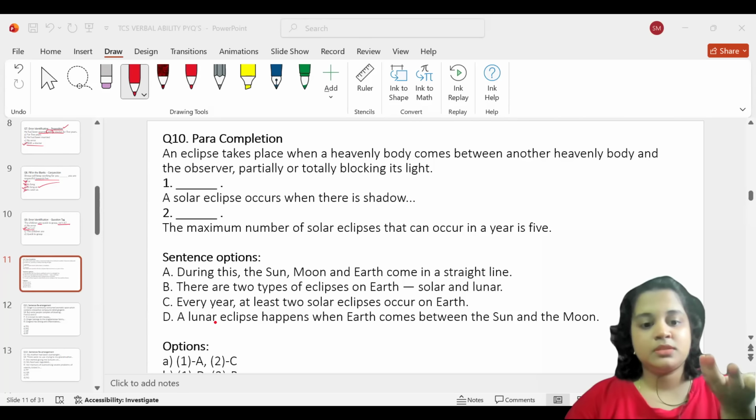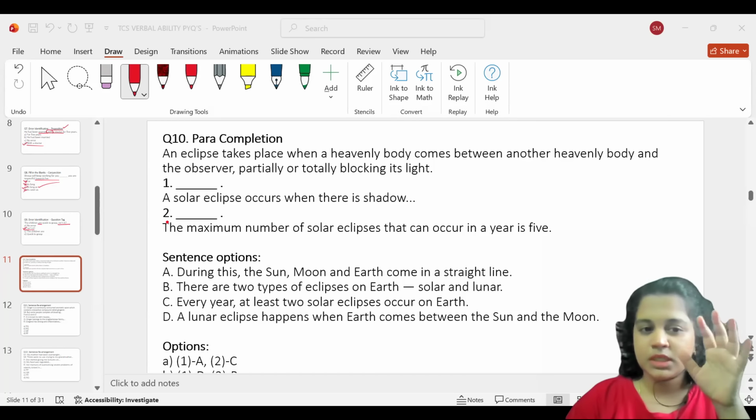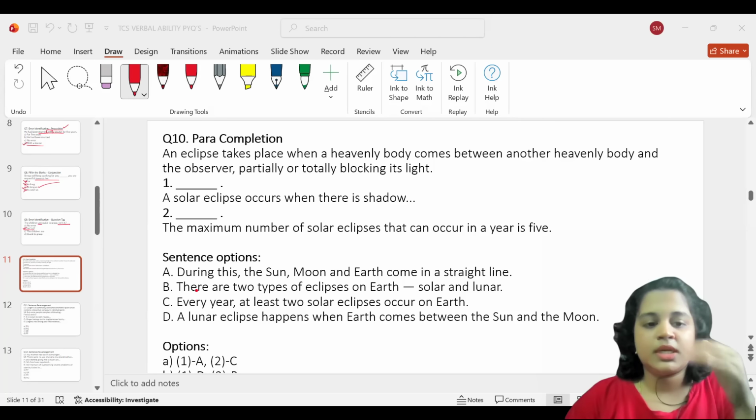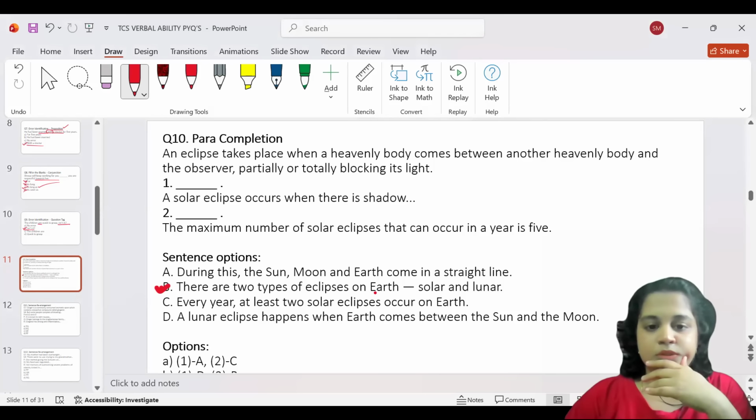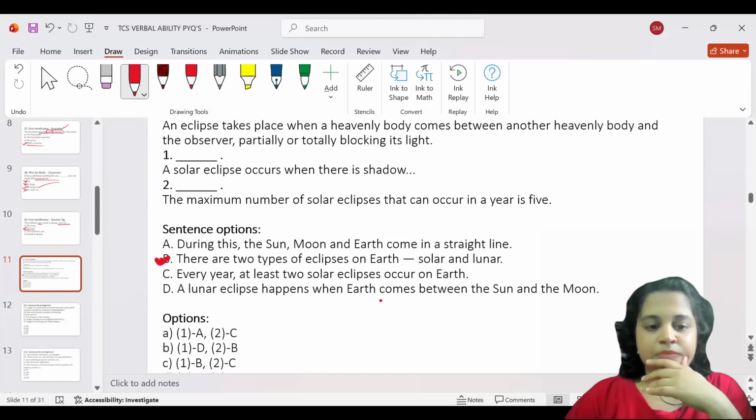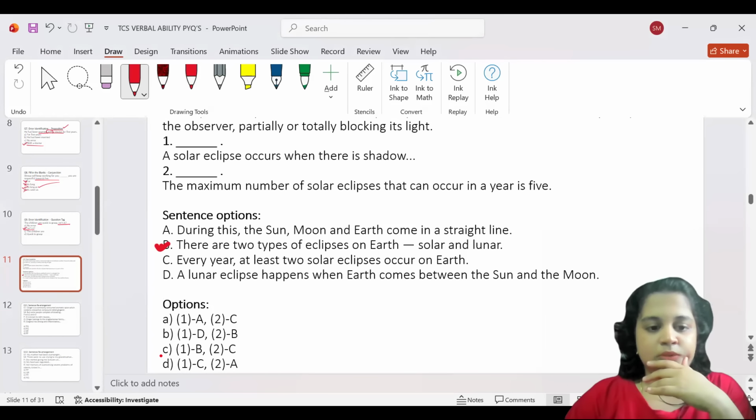Now, what is the sentence that supports the first sentence? Firstly, we're talking about what an eclipse is. After talking about what an eclipse is, you can't straight away go and tell what happens during an eclipse. First, we're just introducing what an eclipse is in the first sentence. And then we can slowly start telling about the two types. That is a good habit, a good way of explaining. So, I think option B can go. There are two types of eclipses on Earth, which is solar and lunar. Let's go check. There's only one option with B. So, I think it has to be option C.